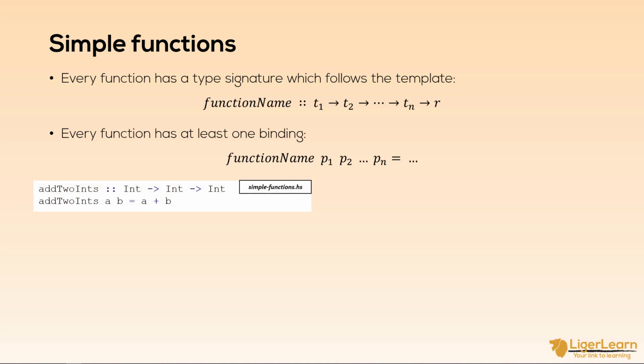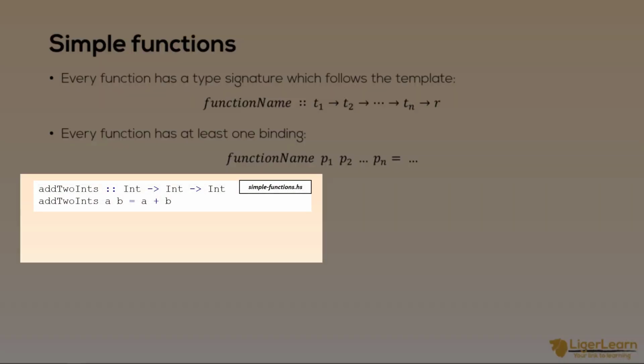There are two parts to the function definition here. The first, at the top, is the type signature, and the second, underneath it, is the binding. According to the type signature, the function takes two ints and returns an int. So we know there are two parameters to the function which we need to name.